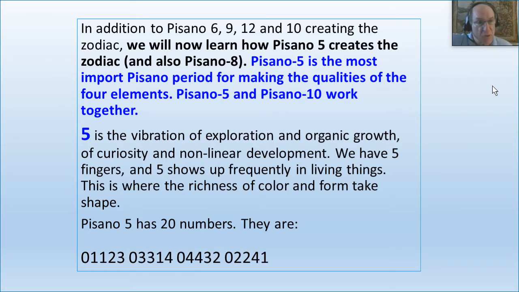5, 10, 20. So 5 vibration and 10 vibration are very closely related. Any doubling of a vibration, if you take 8 and you double it, you get 16. In fact, we have 1, 2, 4, 8, 16, 32, 64, 128, and so on. Those are what we call the hard aspects. They're crystalline, they're basic drives. These 5 vibrations are fluid, curious, exploratory, organic qualities of life. And this is where the richness of color and the organic forms take shape.